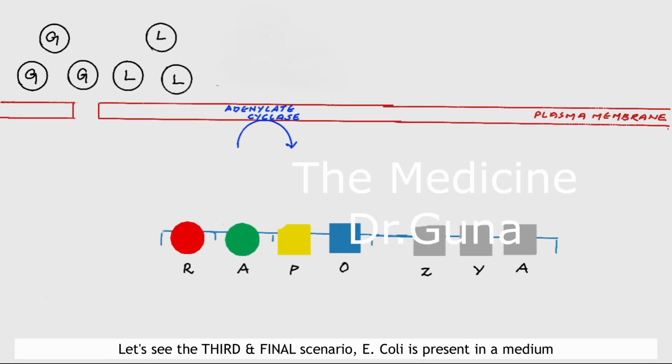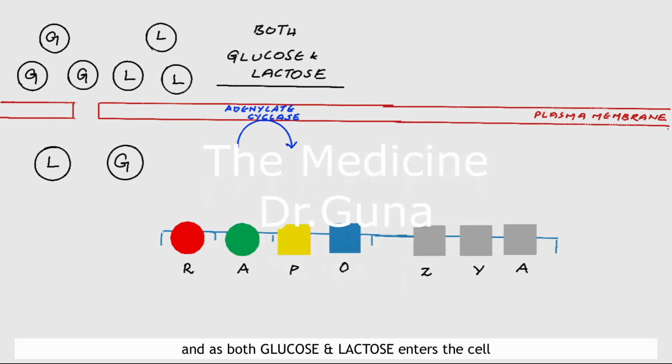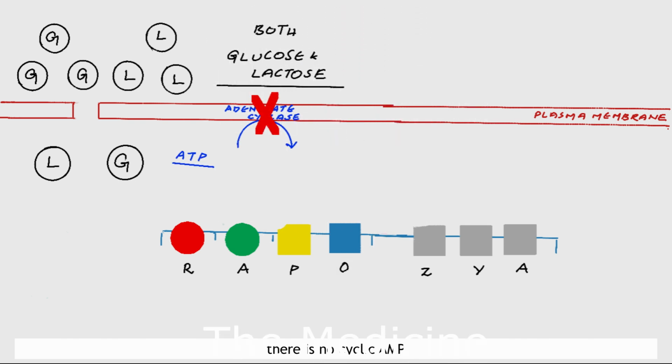Now let's see the third and final scenario, E. coli present in a medium that contains both glucose and lactose. As both glucose and lactose molecules enter the cell, adenylyl cyclase would be inhibited as ATP gets utilized in glucose metabolism, and so there is no cyclic AMP.